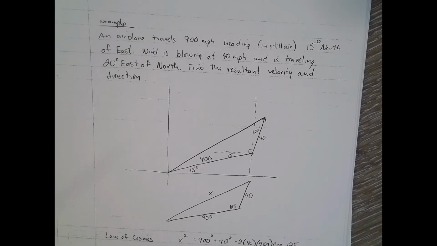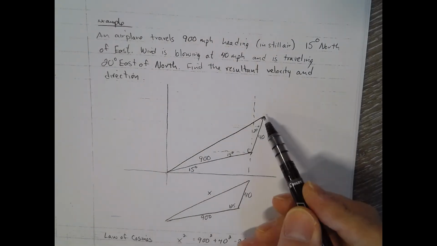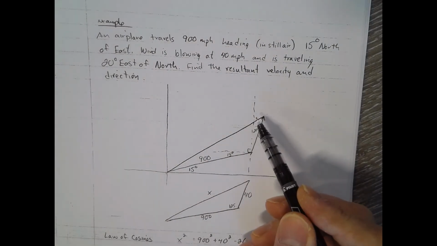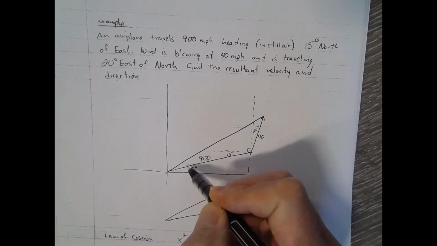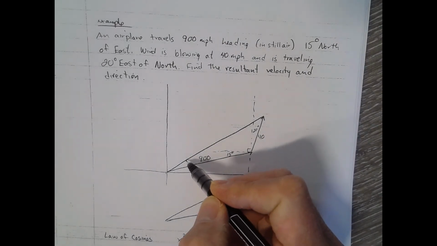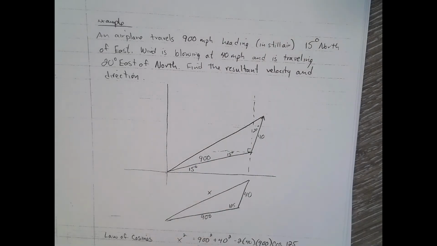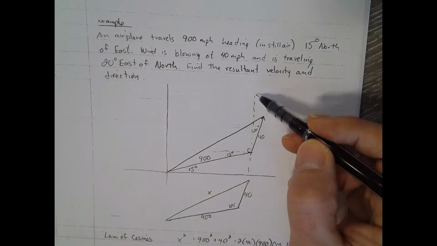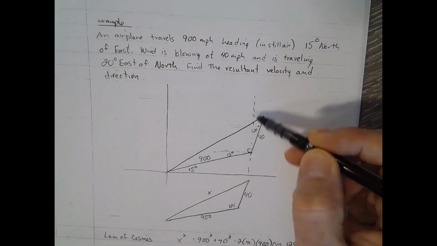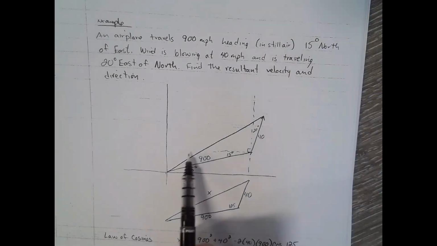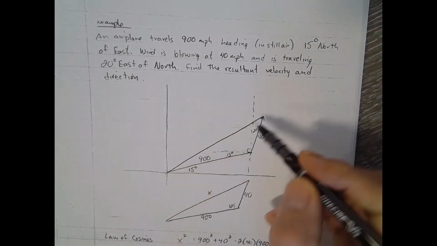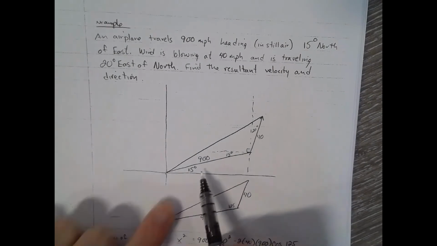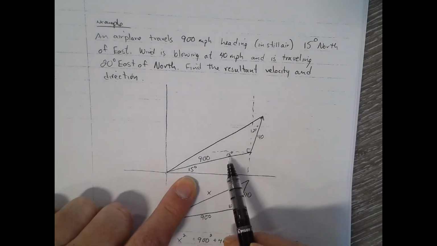Okay, so we want to find how long that is, and that's how fast it's traveling. And we also need to find this angle right here, because that will be its direction. So using our geometry, I drew an auxiliary line straight up, that's my north-south. I drew another east-west one right here, because I need, let's see, alternate interior angles. That says that that's going to be 15 degrees.